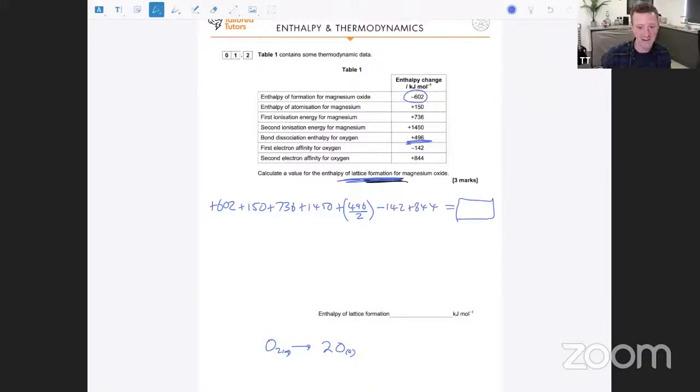Formation is negative, isn't it? Because ions are coming together and they're forming the salt. Whenever bonds form, including electrostatic attractions between ions, a positive one and a negative one, they come together, energy is released. So you're going to get a positive value here, but this needs to be a negative value.